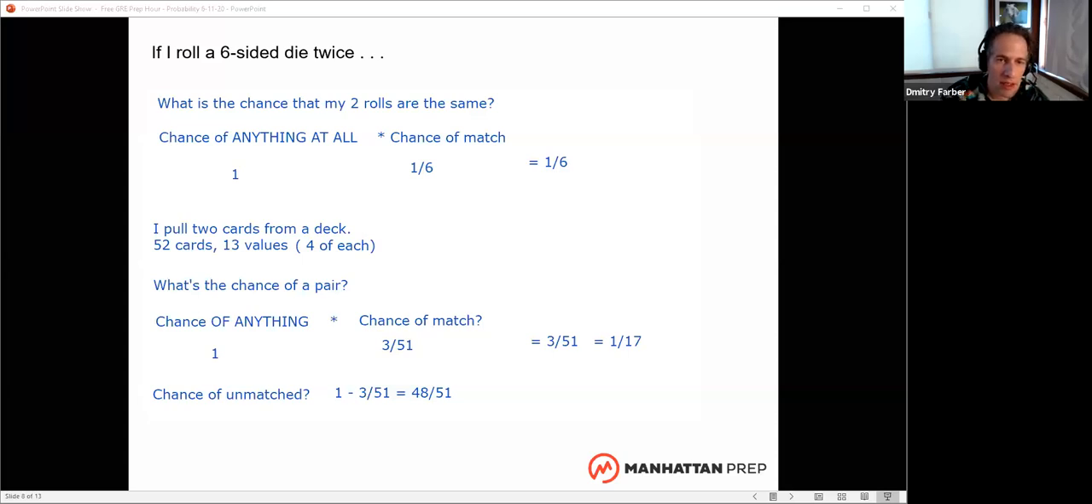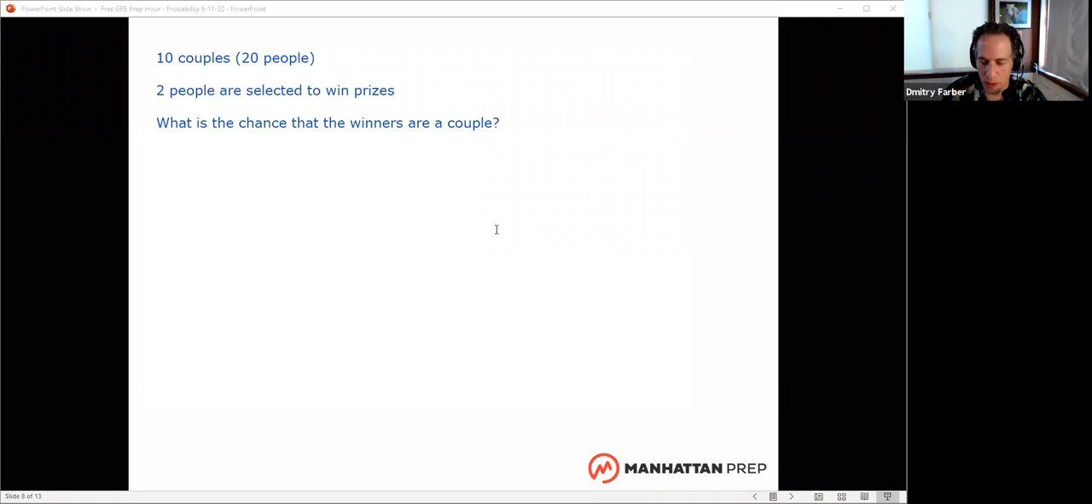What I want to know is, what is the chance that the winners are a couple with each other, in other words, right? So everyone at the event, it's 20 people, and everyone is part of a couple. There's 10 pairs of people. But 2 people win. What's the chance that the 2 people who win happen to be married or dating? How would we find that? So try this out. Chat it in when you have it. It's not multiple choice. Just chat it and answer when you have it.